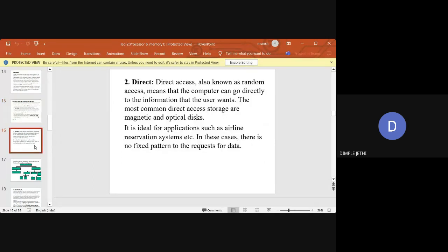So this is your sequential access, and direct is, as I said, you can directly go to any record. Here we use magnetic disk or optical disk. Magnetic disk means hard disk, and optical disk means your CDs, DVDs. These all come under direct access, that means random access. You can go directly to the information you want, right?